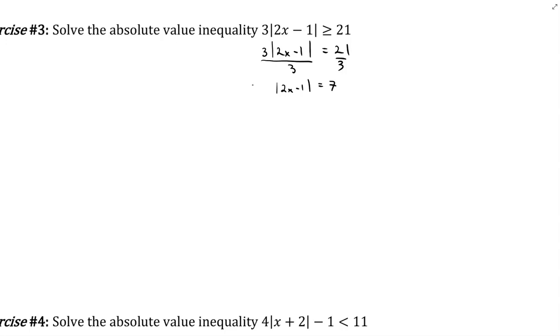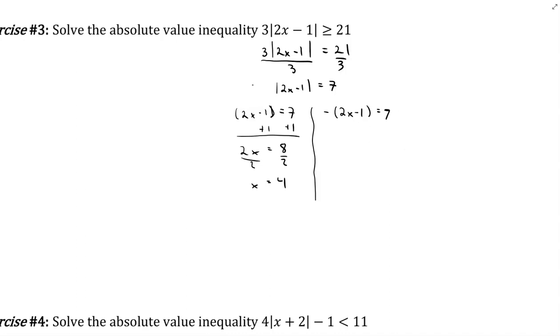And now that the absolute value bars are by themselves, we'll use the definition to create our 2 cases. So we have whatever is inside the absolute value bars is equal to 7. And then we have the opposite version of whatever was inside our absolute value bars is equal to 7. Now we'll solve for x. So for the left equation, we'll add 1 to both sides, leaving us with 2x is equal to 8. And then we'll divide both sides by 2, giving us x is equal to 4.